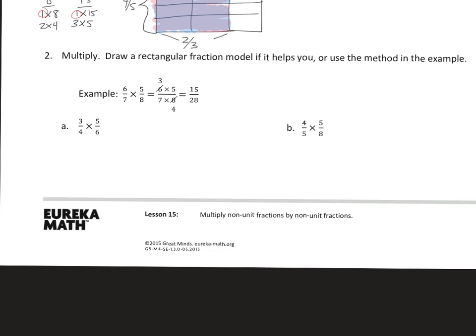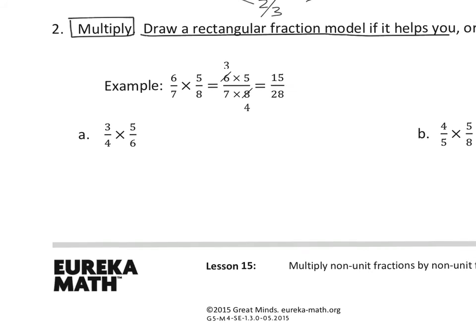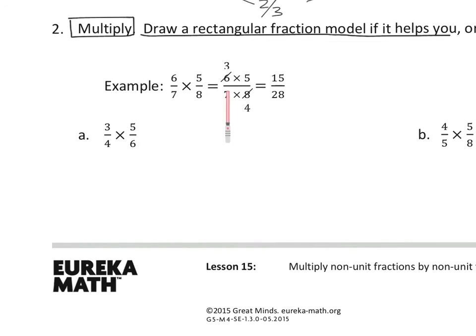All right, for number 2, they just want us to multiply. It does say that they want us to draw a fraction model if it helps you, but we're going to see if we can do it without a fraction model. And the example shown looks kind of complex with numbers being slashed off and numbers on top, and we're going to actually skip that. We're just going to do it the way that we've been learning it with the other lessons.